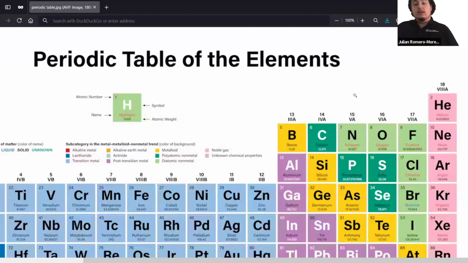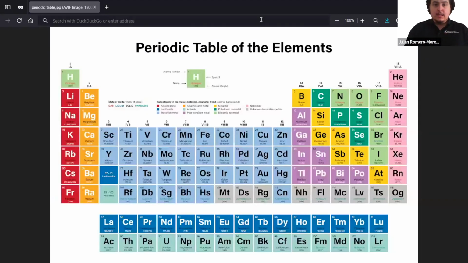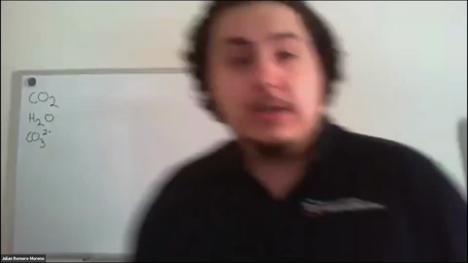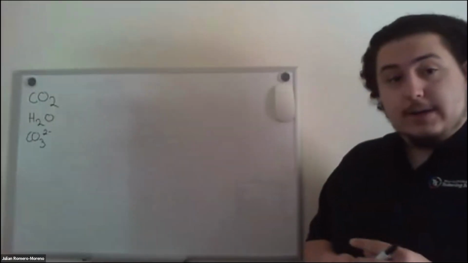Group 4A, 14th column, 4 valence electrons, 5, 6, 7 valence electrons. You get the idea. And we can use that number of valence electrons to help us determine how to draw Lewis structures. I'm going to stop this share. We're going to go to our handy dandy whiteboard right here.